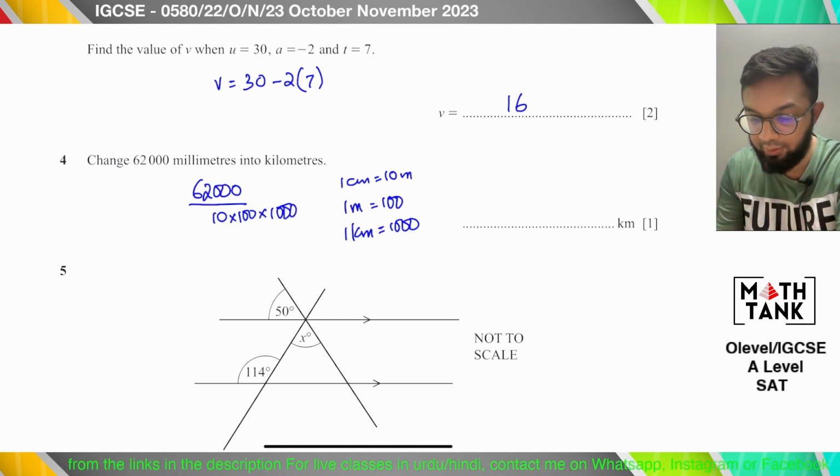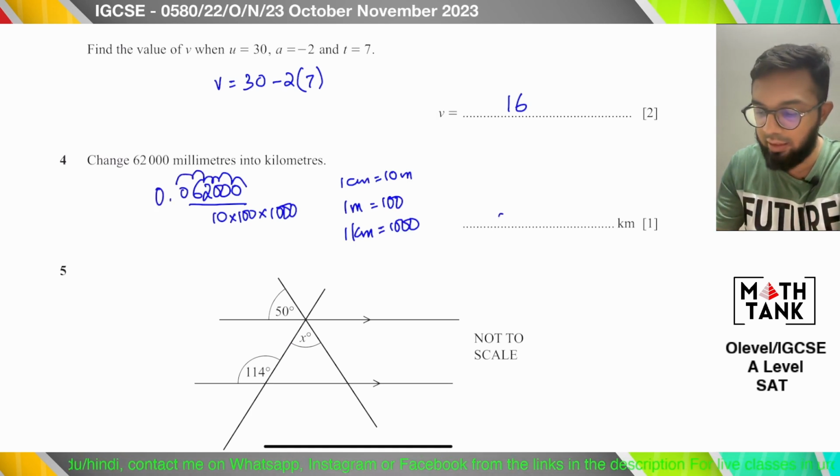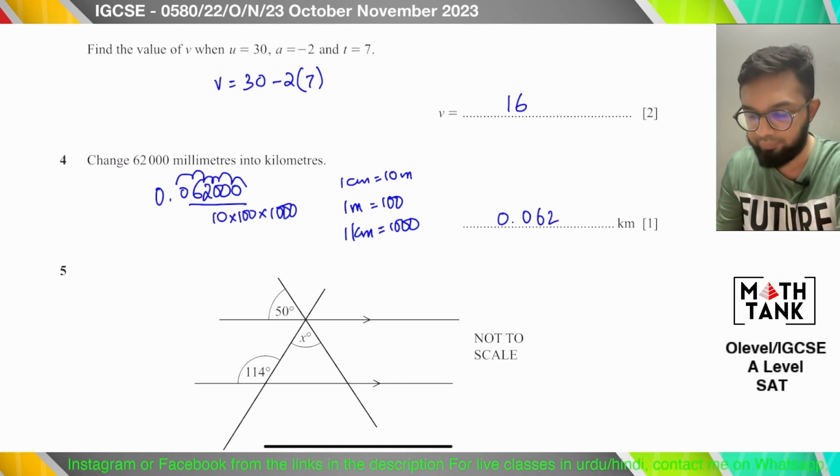So 1, 2, 3, 4, 5, and 6. I need 6 decimal places. 1, 2, 3, 4, 5, and 6. So I get 0.062 kilometers.